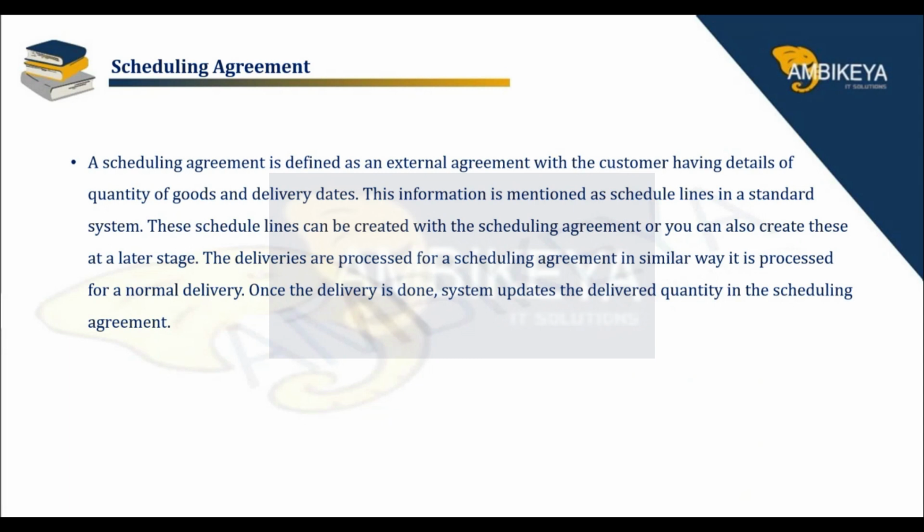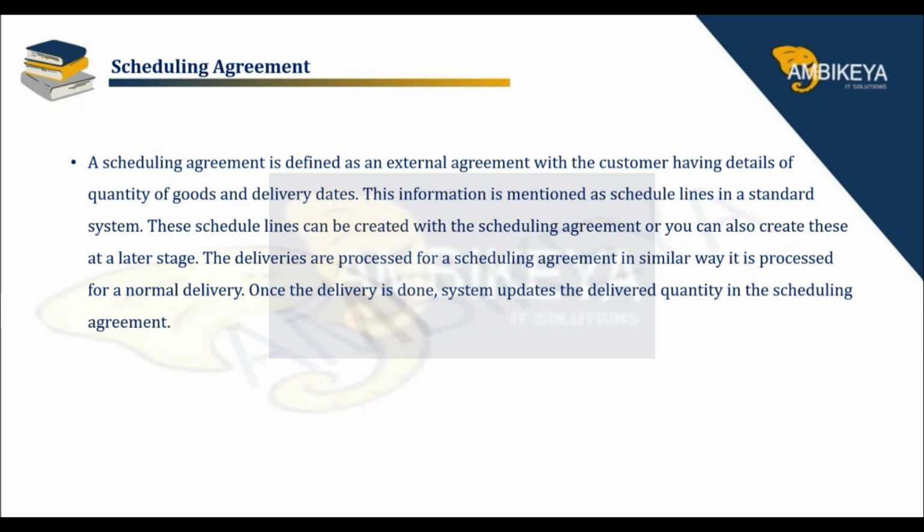But the agreement has got a start date and an end date. Okay, so that way it is there. This information is mentioned as schedule lines in the standard system. I'll tell you once we go into the detail session what schedule lines are. This schedule line can be created with the scheduling agreement.